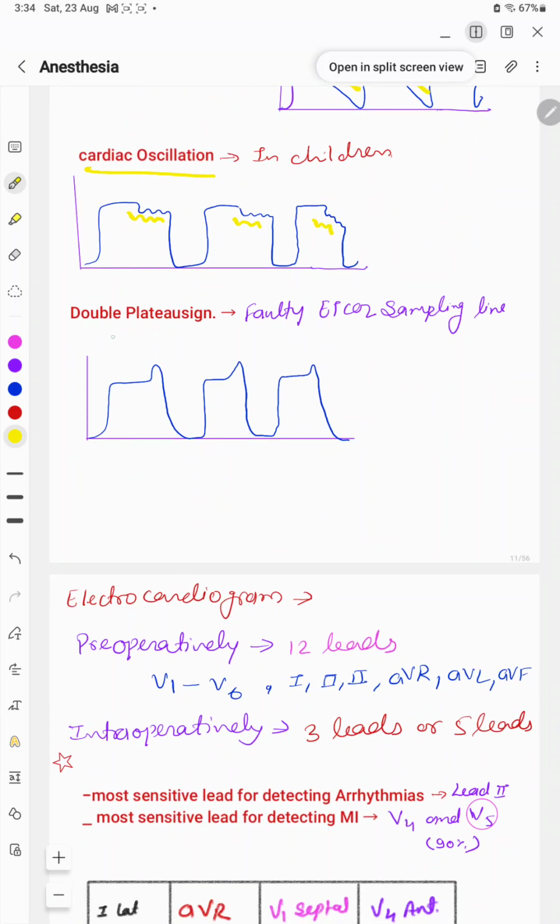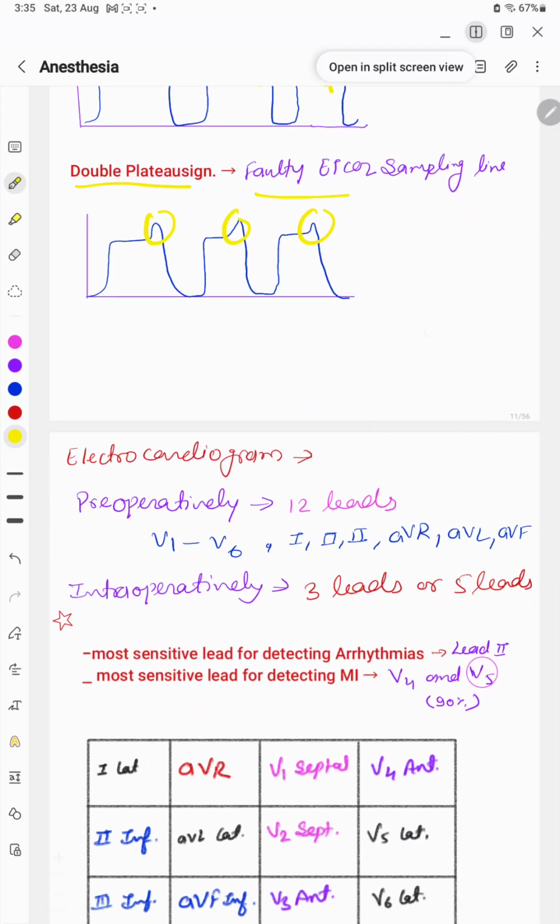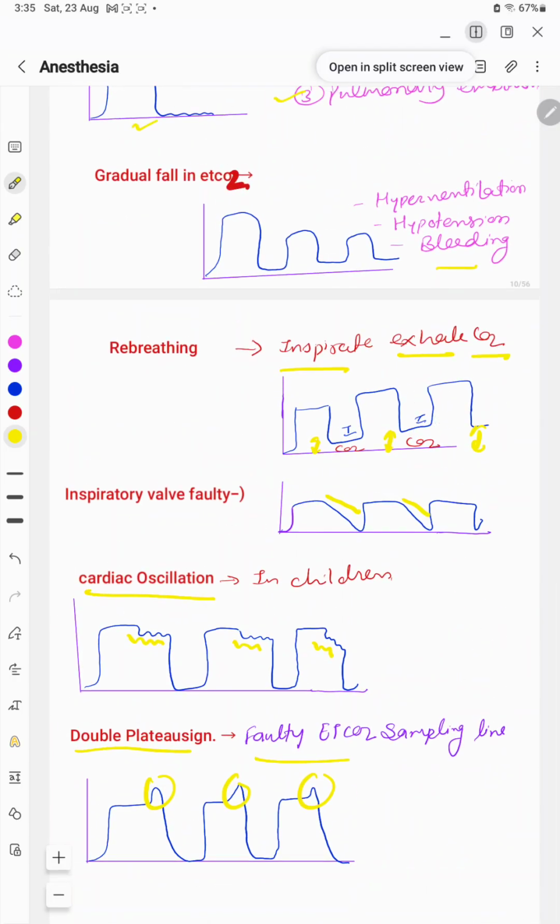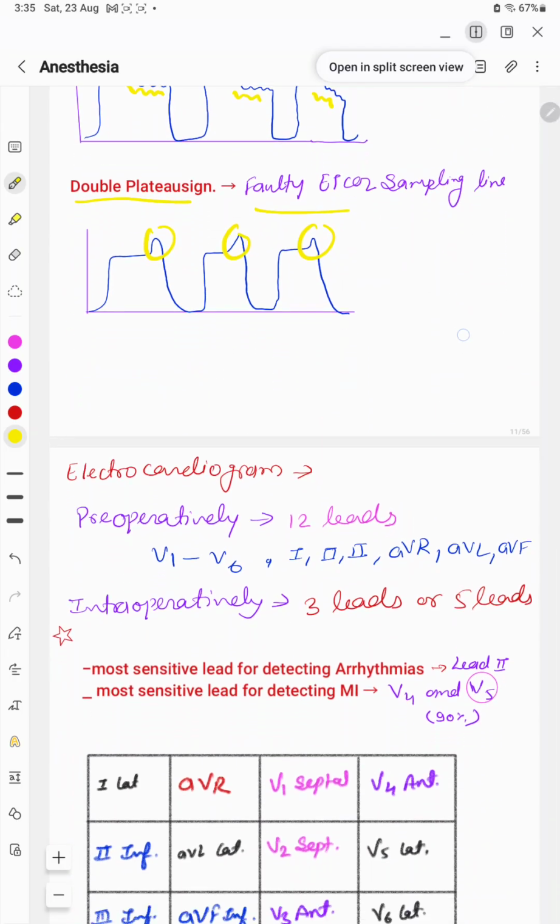And double plateau: when you see a double plateau sign in the capnograph, this is due to a faulty EtCO2 sampling line. When you do faulty EtCO2 sampling, you can see a notch like this, a double plateau. These capnograms are all very important from the exam point of view.